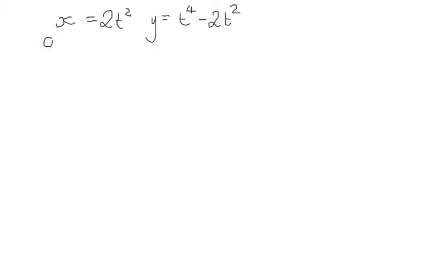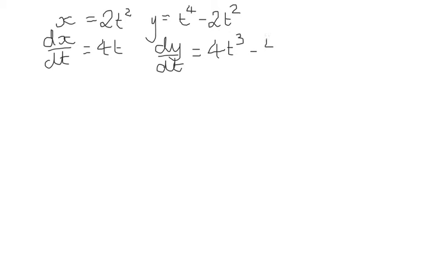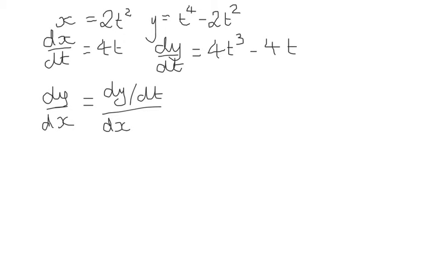So we take the derivative of x with respect to t, dx/dt, in the usual way, 4t, and the derivative of y with respect to t is 4t cubed subtract 4t. To find dy/dx, we'll have to divide the derivative dy/dt by the derivative dx/dt.